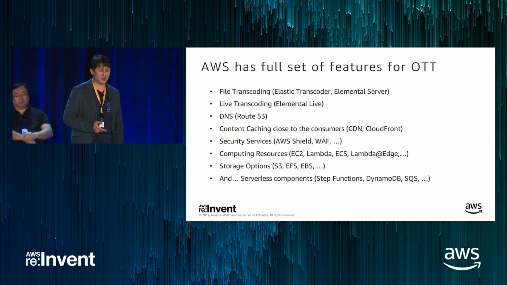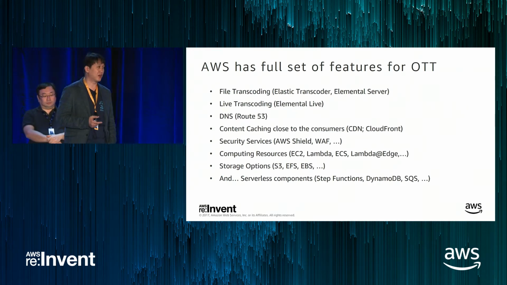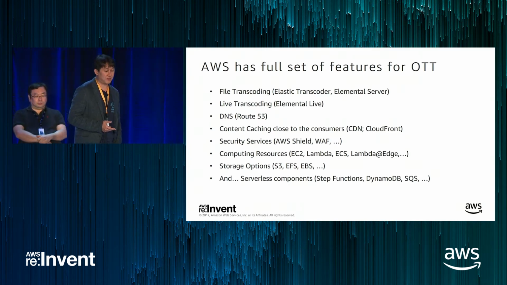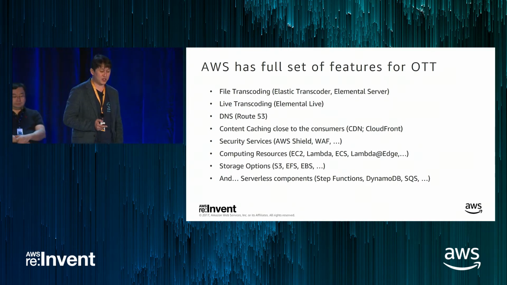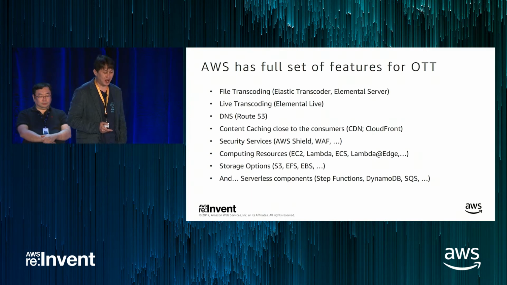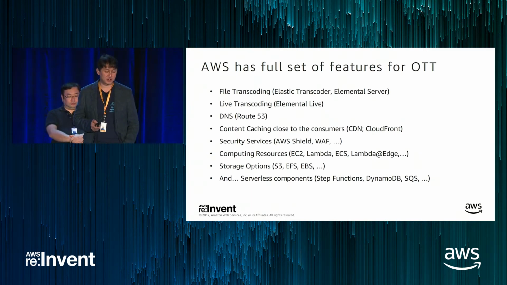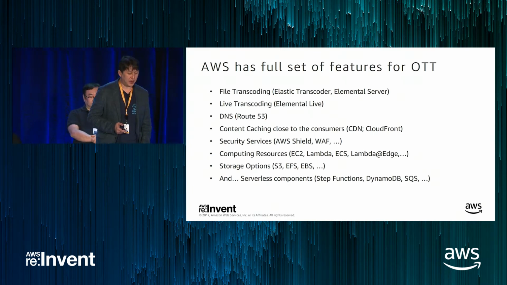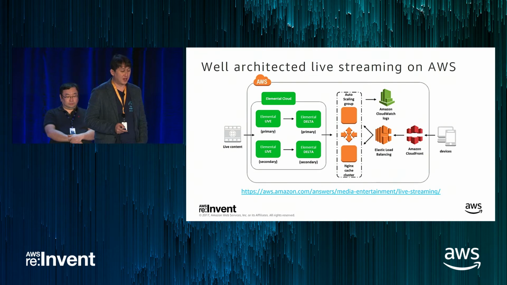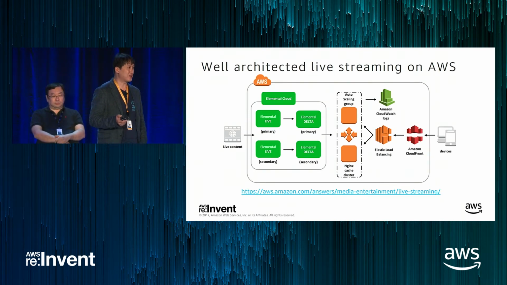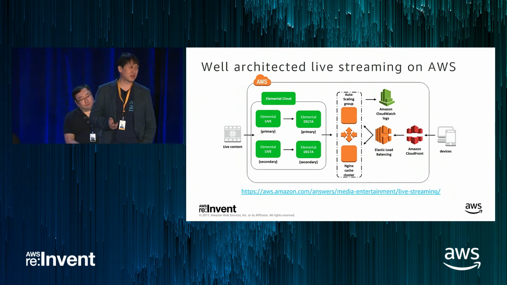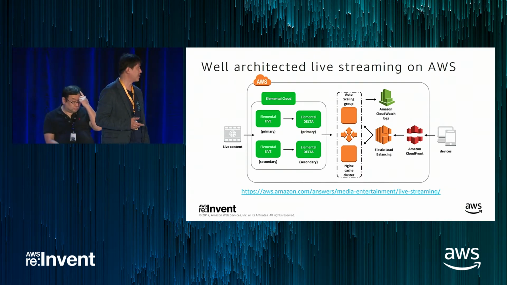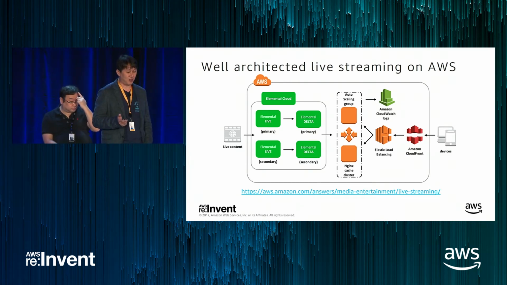And definitely we have various types of computing resources. We have EC2, and it is very natural to run container services like Docker on AWS. And we have Lambda@Edge too. And storage services. S3 is the core of media services nowadays. And so many serverless components. Step Functions is very good for making media workflows on AWS, and DynamoDB, SQS. And from last year, the AWS Solutions Architect team is continuously publishing best practice architectures through the AWS Answers homepage, so you can check this well-architected live streaming on AWS from that website.